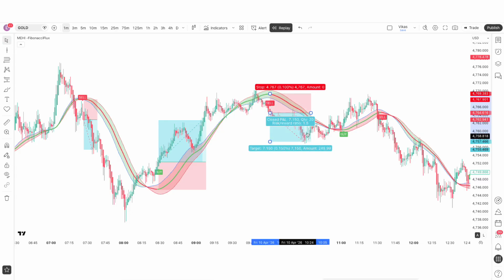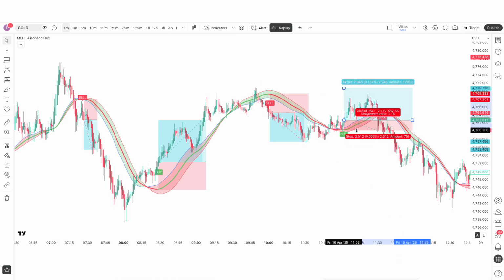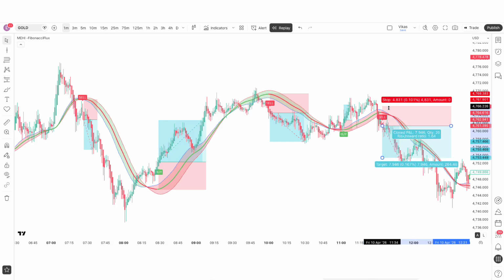The moment the price closes outside this zone, it signifies that the setup has become invalid, and that marks my exit point. Here, I adhere to a risk-to-reward ratio of 1 to 1.5. This implies taking a small, controlled risk in exchange for a quick profit target.